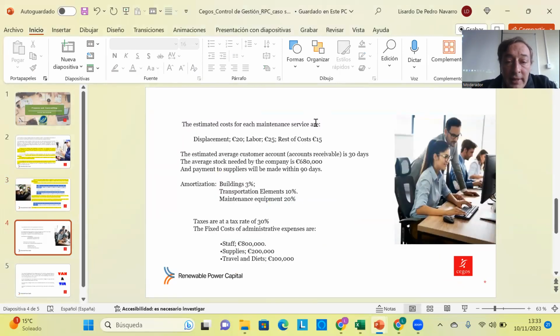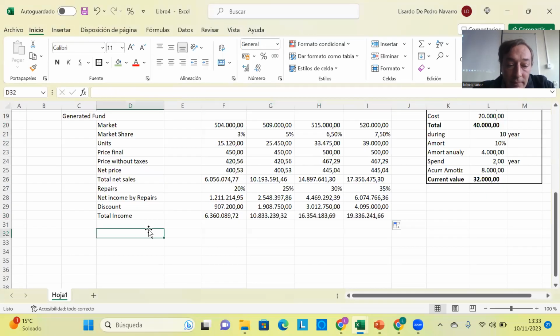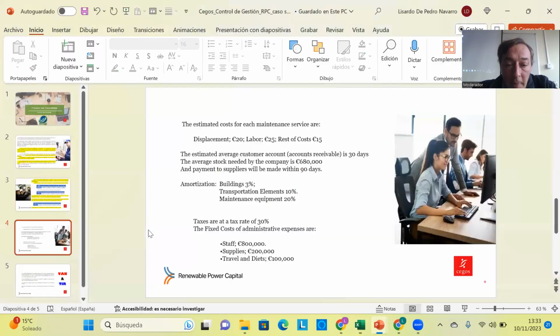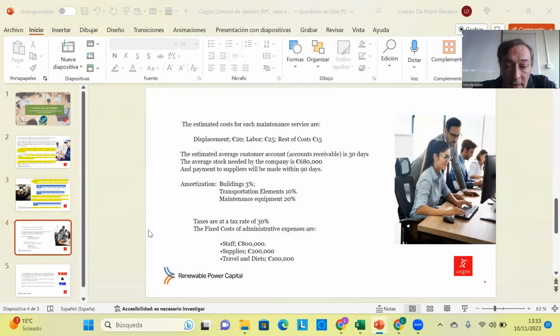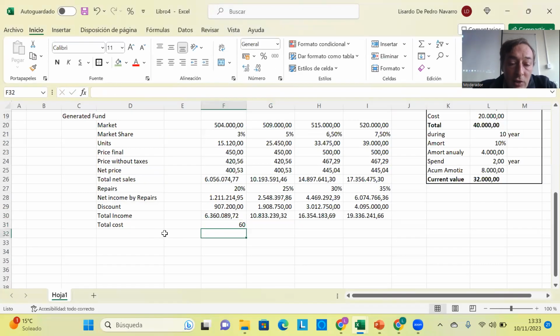The estimated costs for the maintenance service are displacement 20 euros, labor 25, and the rest of the costs 15. So the total cost is going to be 20 plus 25 plus 15, that is going to be 60 euros, 60 euros for all the years.